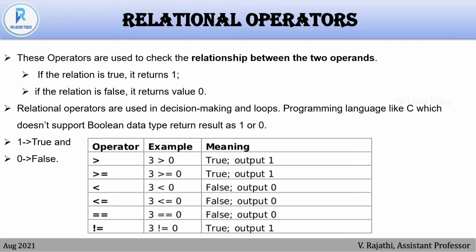These are some relational operators, with the corresponding example and meaning. 3 greater than 0 is true, so the output will be 1, because 1 is nothing but the true value. 3 greater than or equal to 0 is true, and the output will be 1. 3 less than 0, the condition is false, so the output will be 0. Likewise, true means 1, false means 0.